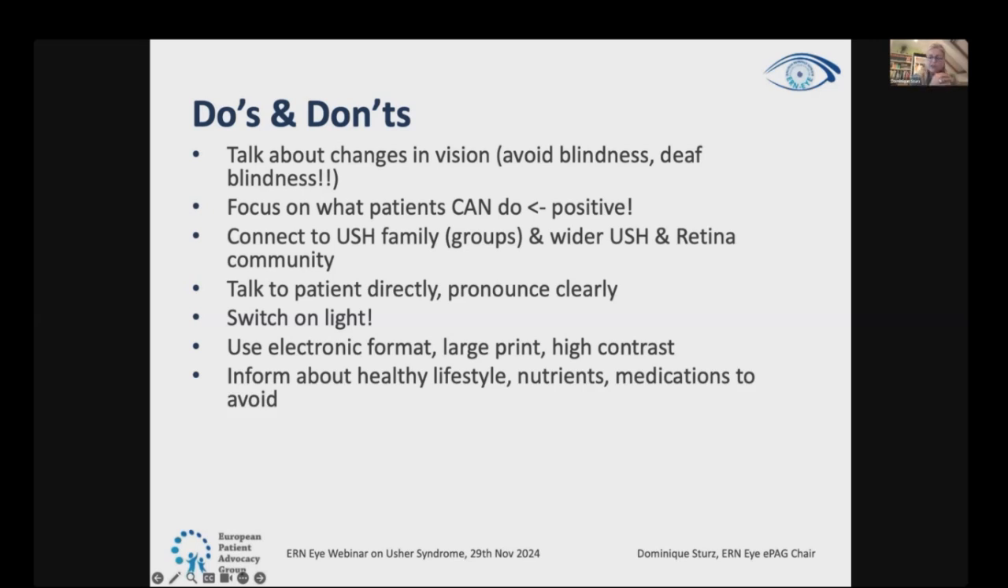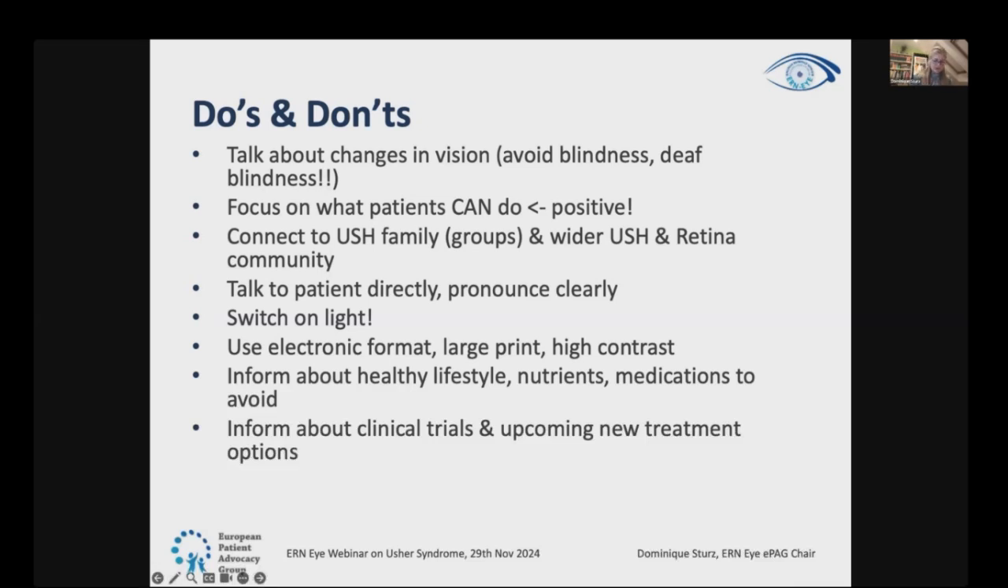So talk about healthy lifestyle, talk about nutrients, also talk about medications or other things they should absolutely avoid, so that you and the patient have the feeling they can do something about their condition, although there is no dedicated treatment out there for the vision loss at the moment. And also give them a positive outlook and a positive perspective, talking about the availability of upcoming clinical trials and upcoming new treatment options, just as a positive perspective.